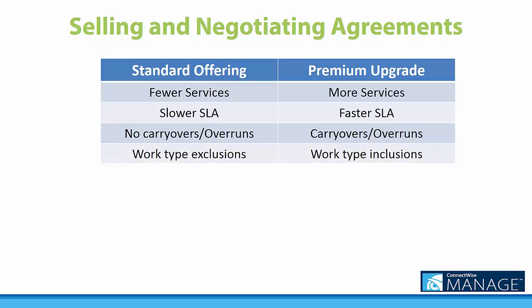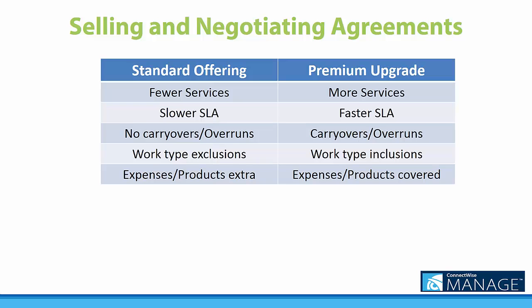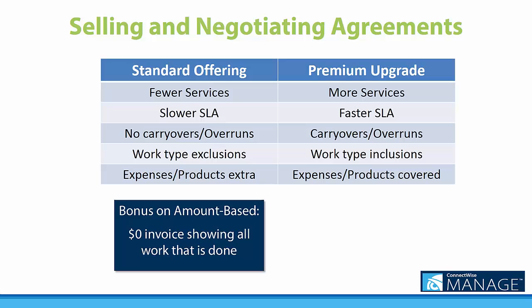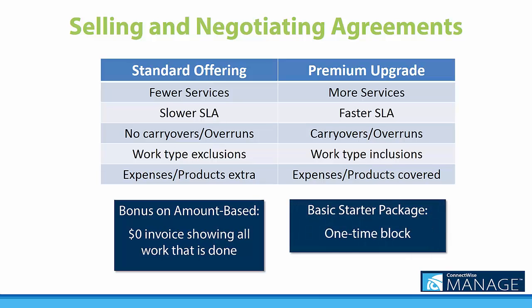Set up work type and work role exclusions so you can cover services without giving away valuable after-hours time. Instead, sell that time as an upgrade. You can set up an amount-based agreement to cover expenses and products. Then, as a bonus to your customers, you can send them a $0 invoice to show the work that was covered. Finally, the one-time block agreement can be a basic starter package for customers. For example, residential customers who are learning to transition to agreements.